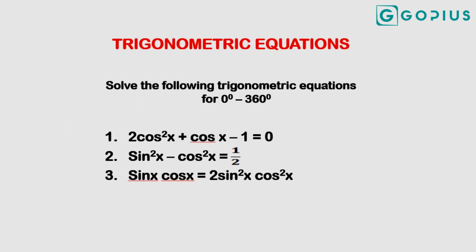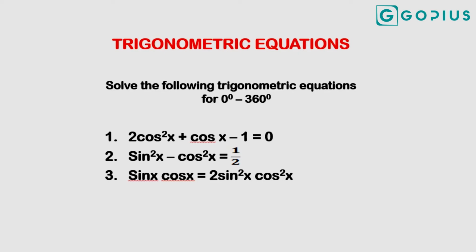Alright, so back to our question now. We have question number 2: sin square x minus cos square x is equal to 1 over 2, and we are asked to find the value for x from 0 degrees to 360 degrees.